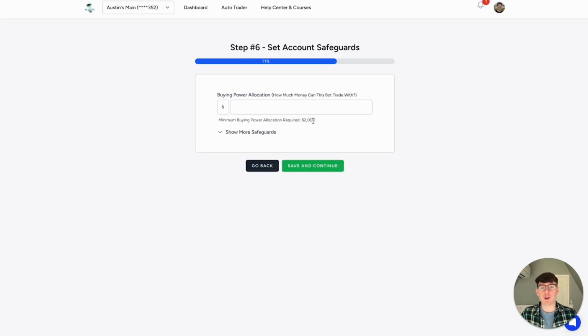From here, what I'm going to do is set up some safeguards for the bot. How much money should I allow this bot to trade with? Like I mentioned, it's going to be around $4,000 or so for the bot to place a trade. So I'm going to put $5,000 here, and this should allow the bot to place at least one trade.